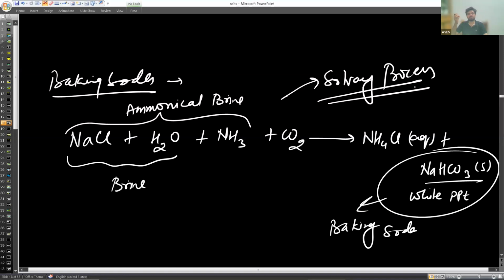The Solvay process is a process by which we prepare baking soda. It is prepared when we pass carbon dioxide to ammoniacal brine, which is a mixture of sodium chloride, water, and NH3, ammonia. Understood? Yes or no? And here it will give you baking soda.